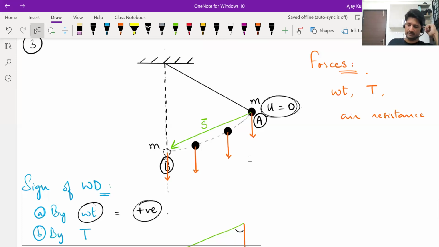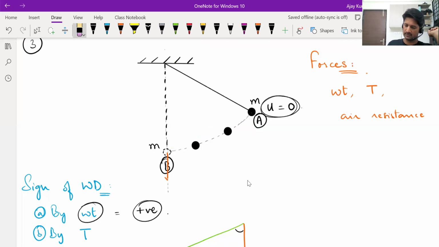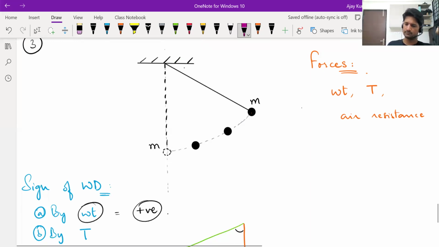Next is work done by tension. First tell me, as the bob moves from A to B, is tension a constant force on the bob or variable? Let's remove weight vectors. Is tension a constant force or variable, is the question. Variable. How could you say it's variable? So the tension increases because... Correct. It increases in magnitude.